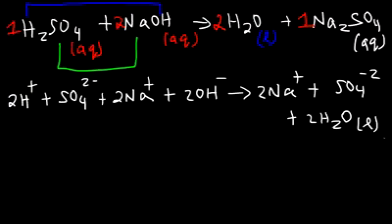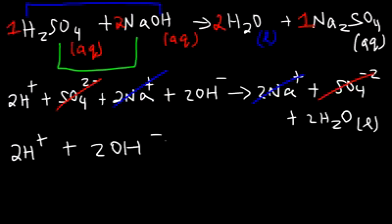Now what are the spectator ions in this example? What ions appear to be the same on both sides of this equation? Well, we have the sodium ions, they appear exactly the same, and also the sulfate ions. So what we have left over is 2H+ and 2OH-, which produces 2 water molecules.